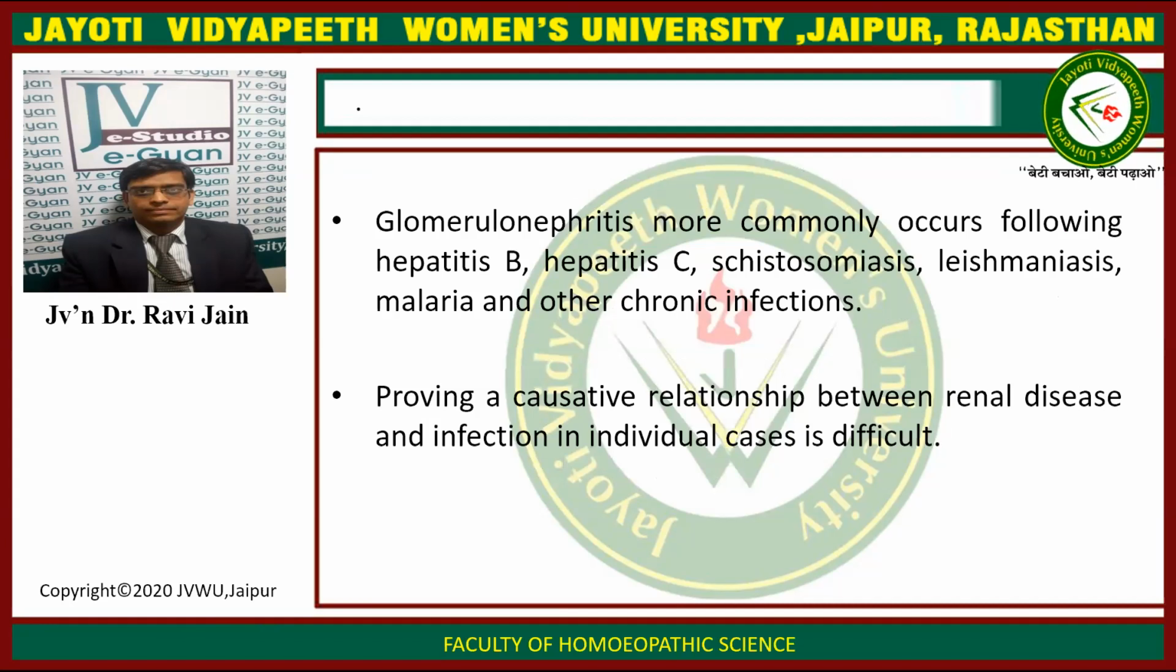These kinds of glomerulonephritis occur more commonly in the following: hepatitis B infection, hepatitis C infection, schistosomiasis, leishmaniasis, malaria, and other chronic infections. Proving a causative relationship between the renal disease and infection in the individual is difficult.